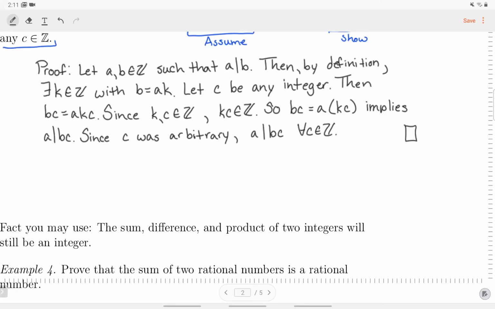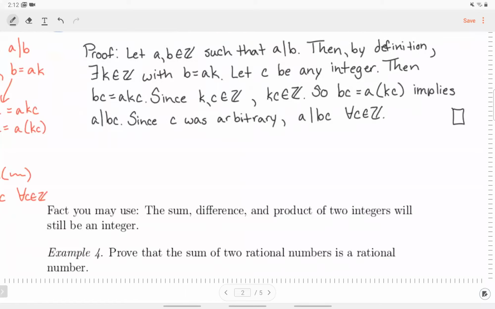All right. Any questions on that one? Okay. And remember, with these proofs, when you go back and read over it, you should be able to just read it like you would a story. Okay. It should flow and use complete sentences.